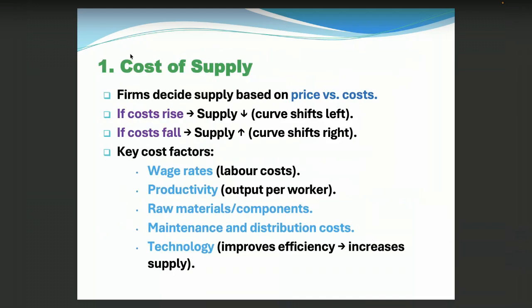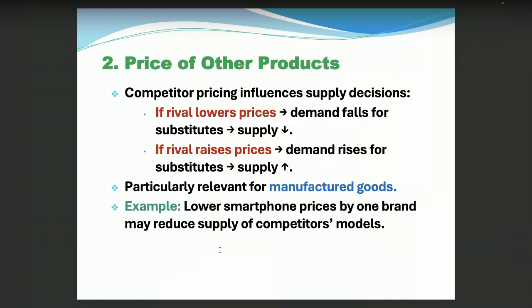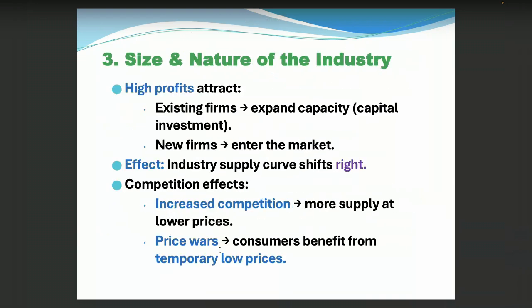Okay, one thing, again, we are just going detail by detail. So first, cost of supplies, things like wage rates, productivity, maintenance costs, technology. The more advanced the technology, the easier it will be. Price of other products, that same thing. Size and nature of the industry.